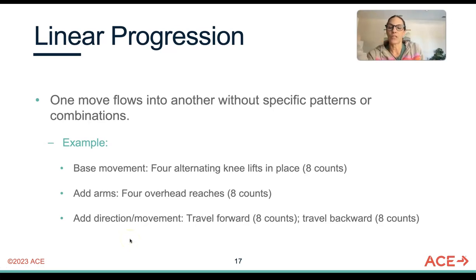So linear progression means that one move flows into another without specific patterns or combinations. So you're just doing one exercise and then the next one and the next one, and it just flows linearly. An example is you have a base movement, 4 alternating knee lifts. Then you add arms, 4 overhead reach, 8 counts. Then you add direction or movement. So you travel forward 8 counts, you travel back 8 counts. So you're stacking on linearly.